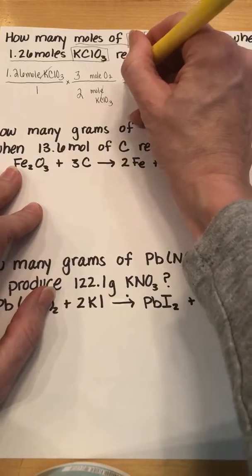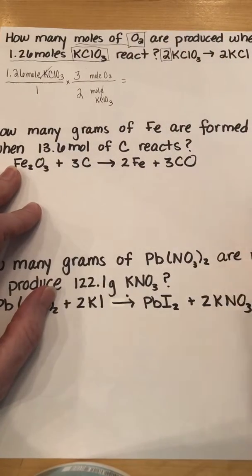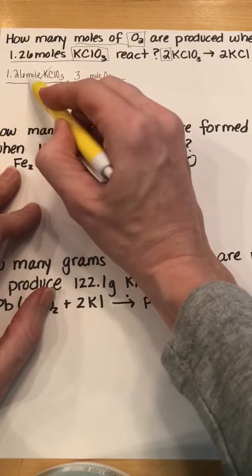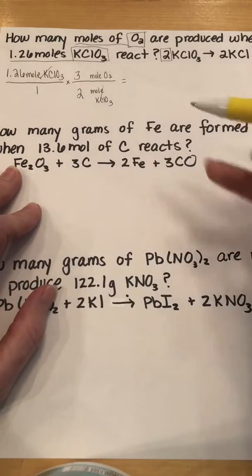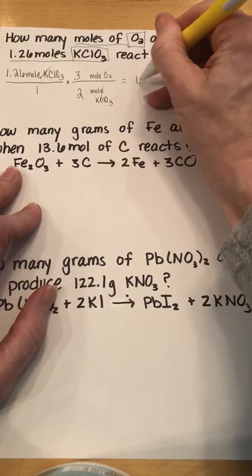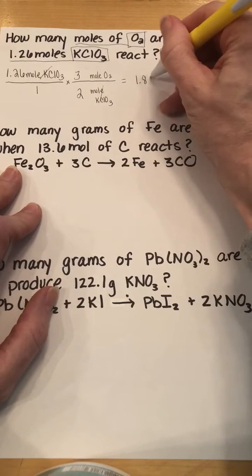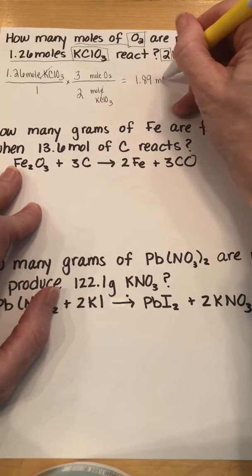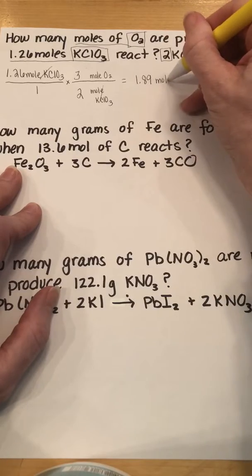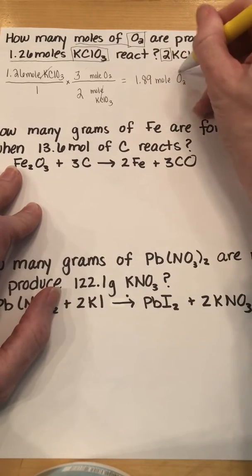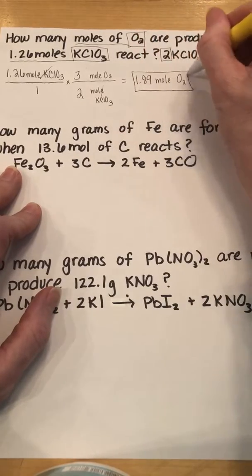So I can go ahead, multiply across the top, divide by the bottom. I'm going to keep 3 sig figs because that's how many were in my starting number. And that's what you can generally plan to do unless you're told otherwise on the problems, is just round your answer to the number of sig figs in that given number. So I end with 1.89 moles of oxygen.